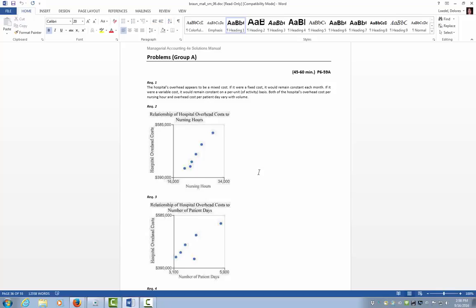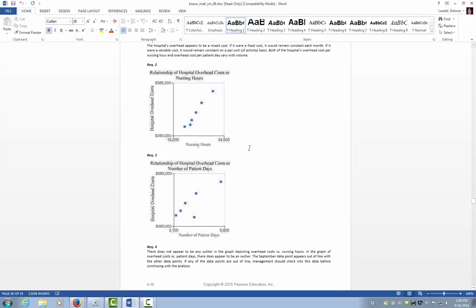Okay, now with requirement 2, they were asking you to graph the relationship between the hospital overhead costs and the nursing hours. That has been done here with the nursing hours and your hospital overhead costs graphed, and we'll do some analysis of that in a moment, but that appears to be fairly in line there. I don't see any outliers.